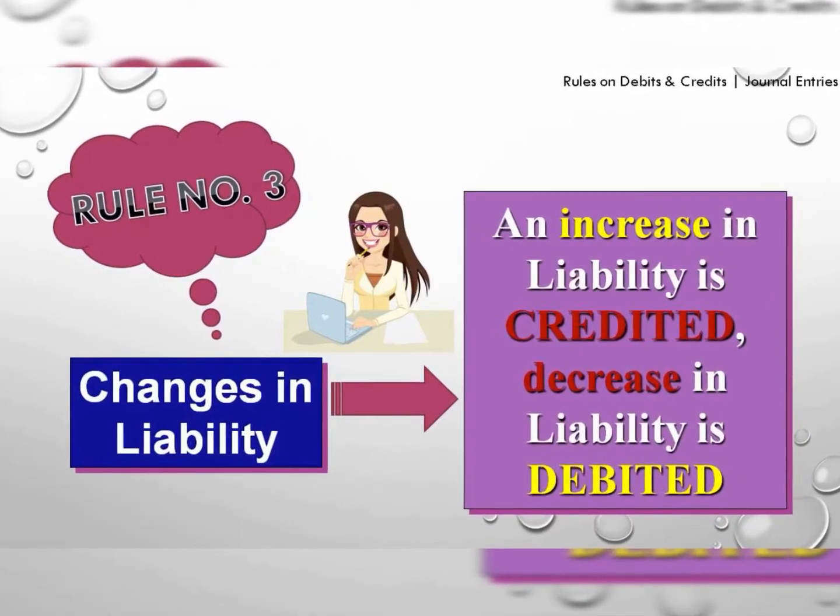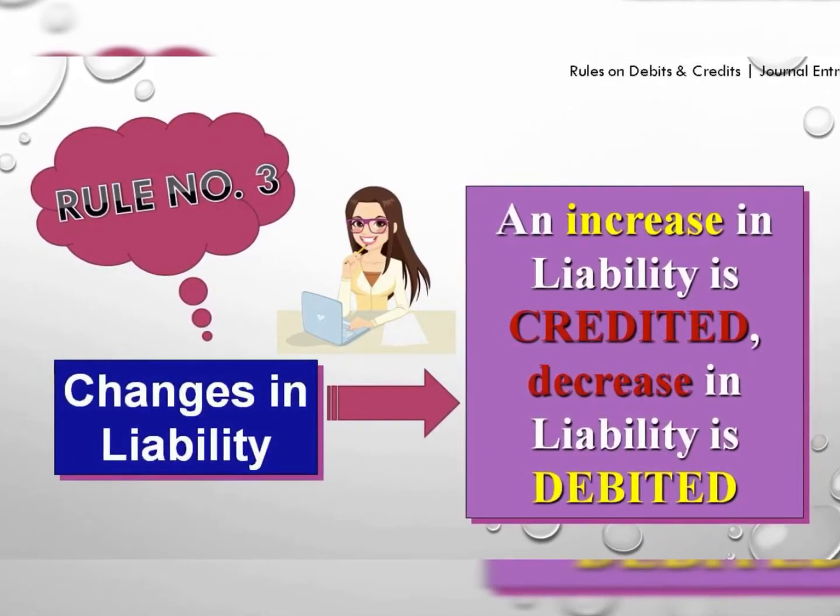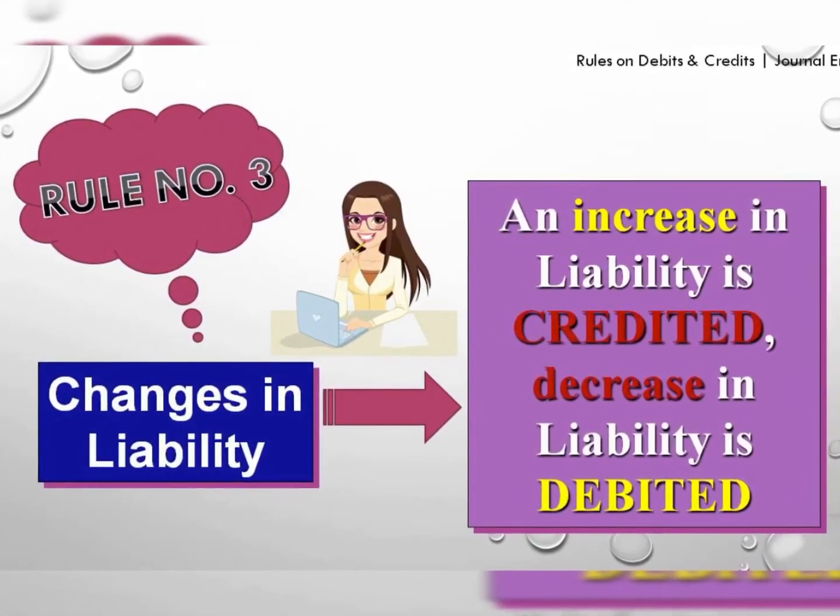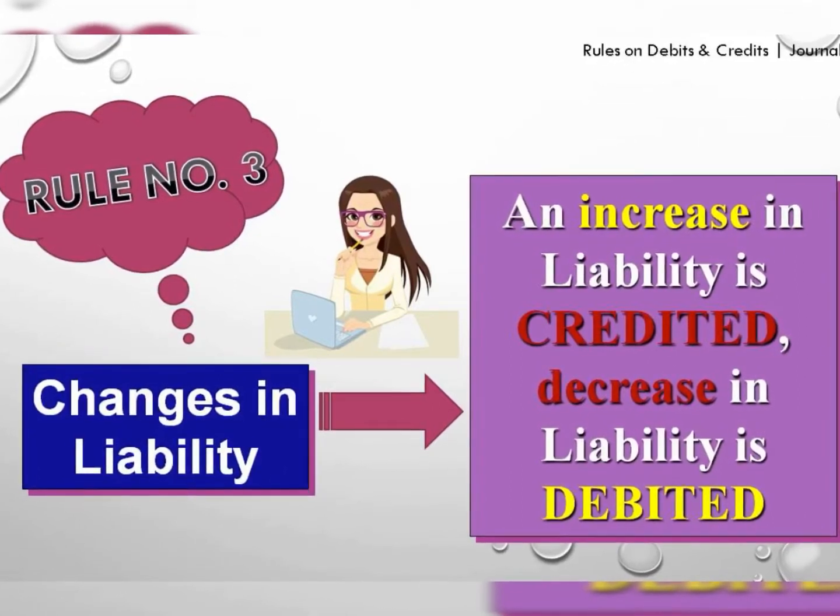Rule number 3: Changes in liability. An increase in liability is credited. Decrease in liability is debited.